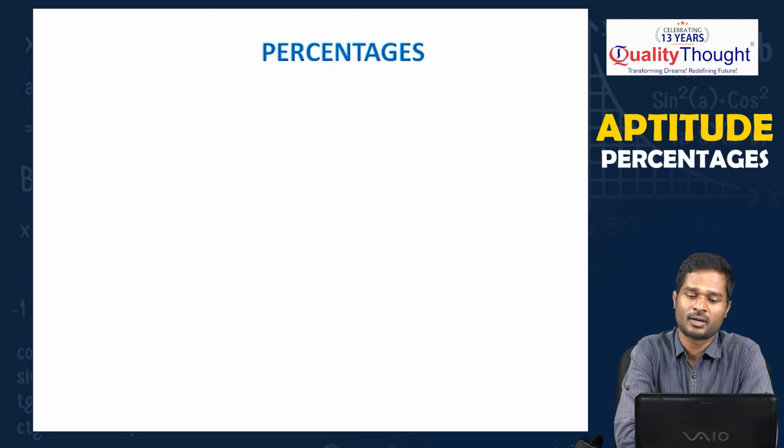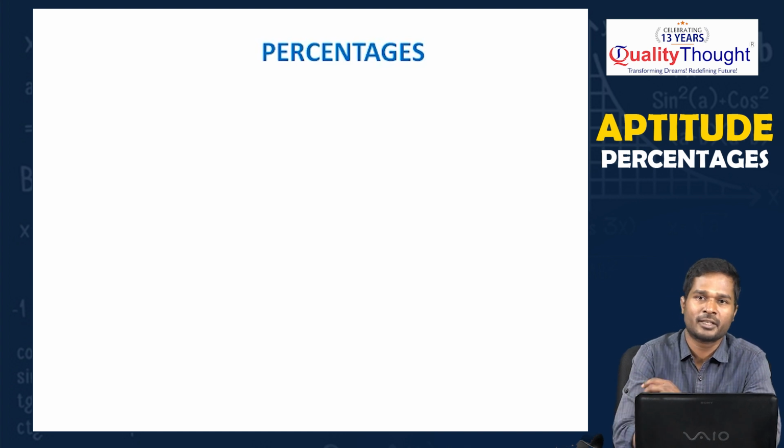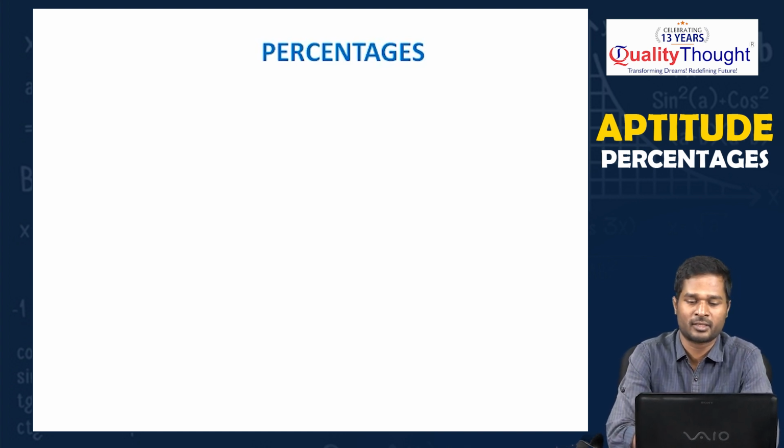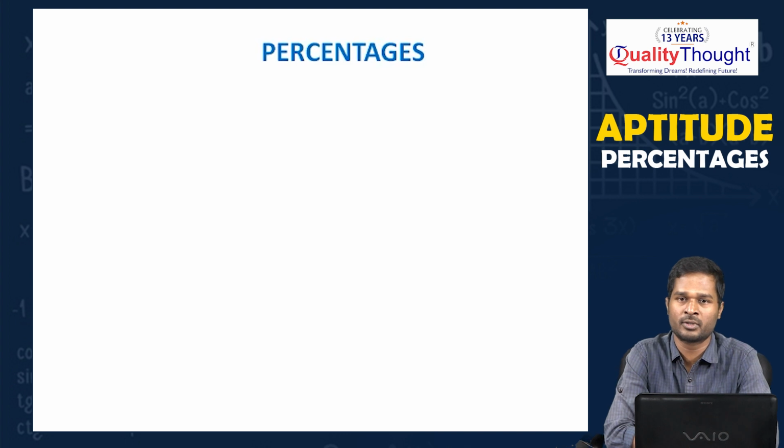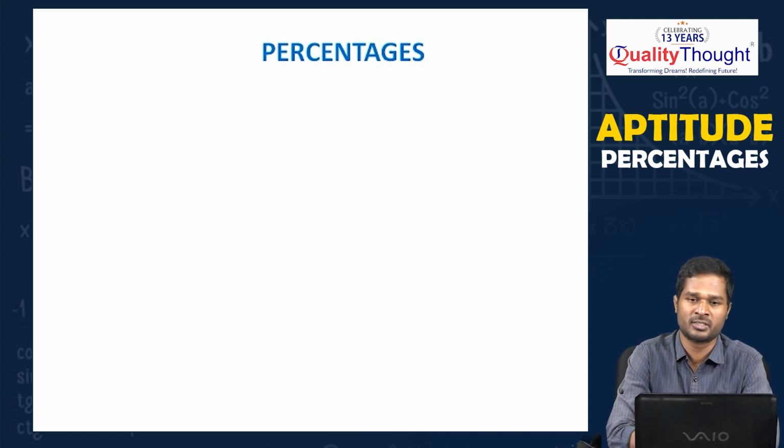Today we are going to start with percentages. Percentages is a very important concept because it is connected to all other aptitude topics, like profit and loss, time and work, time and distance, discounts, any other thing. You will have the basic type of questions or concepts related to percentages in all these topics. So we'll start with percentages first.